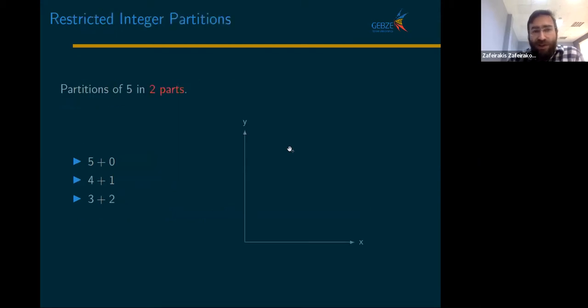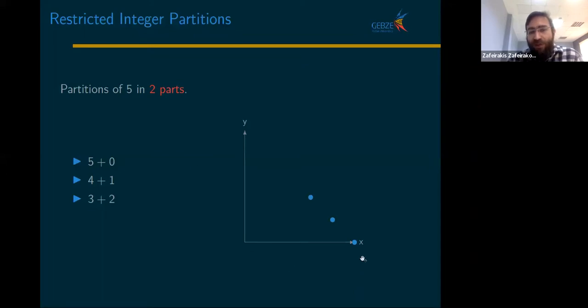Now, let's see partitions of 5, but we restrict the number of parts. So we say we only want 2 parts. Then we have 3 such partitions: 5 plus 0, 4 plus 1, and 3 plus 2. For example, 3 plus 1 plus 1 is not a partition of 5 in 2 parts because we have 3 parts. And I will already start showing a bit of geometry.